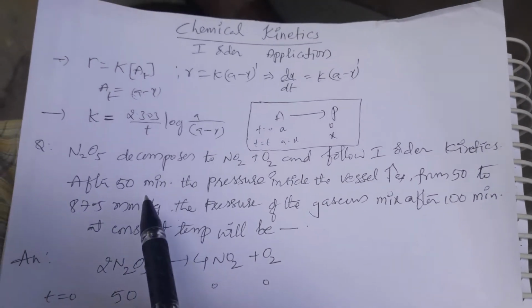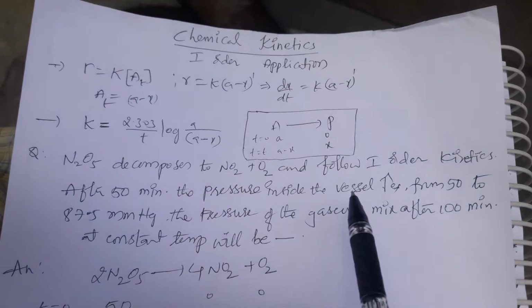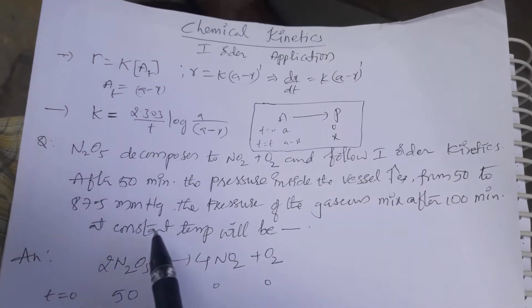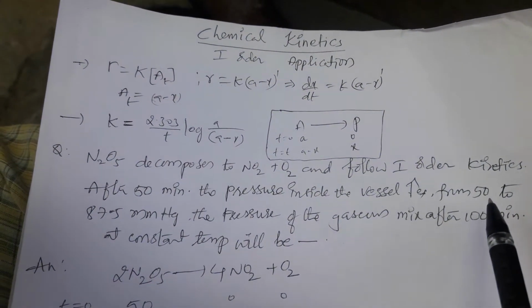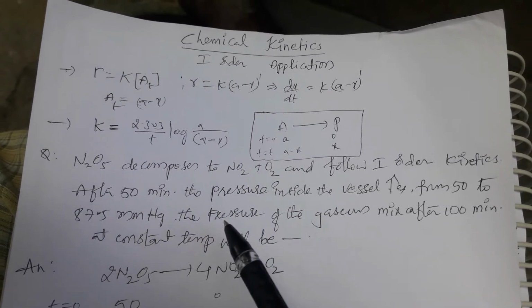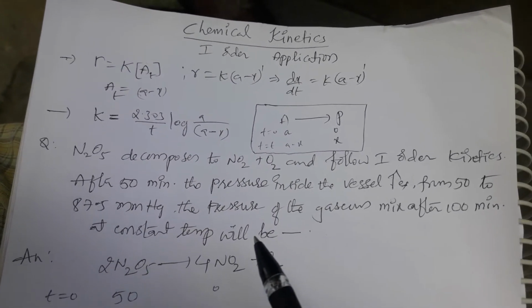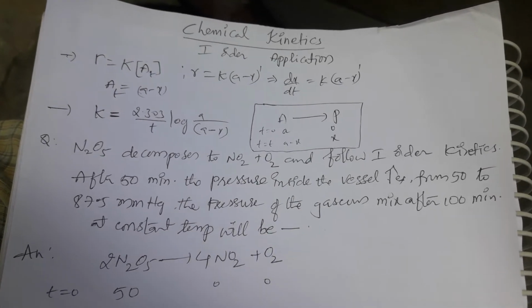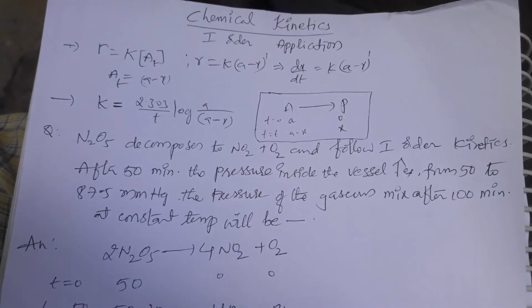The question is: N2O5 decomposes to NO2 and O2 and follows first order kinetics. After 50 minutes, the pressure inside the vessel increases from 50 to 87.5 mmHg. The pressure of the gaseous mixture after 100 minutes at constant temperature will be. So from this question, what is given and what we have to do.